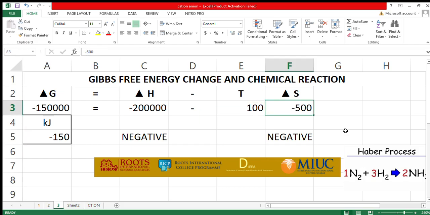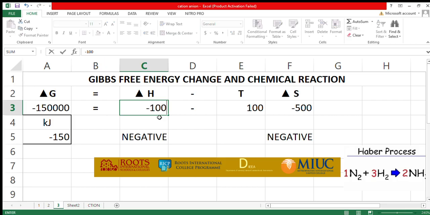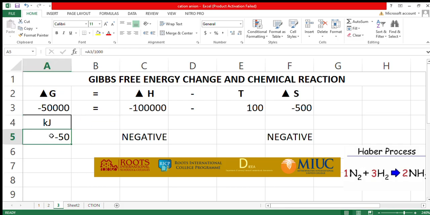Now if I make the entropy change minus 1000, as you can see, it is feasible but less feasible compared to the previous case. If there is more drop in entropy, the reaction is going to be a bit less feasible. Making it the original value. Now if I change the enthalpy change, I make it less exothermic, like minus 100,000. So I can see it is still less feasible.